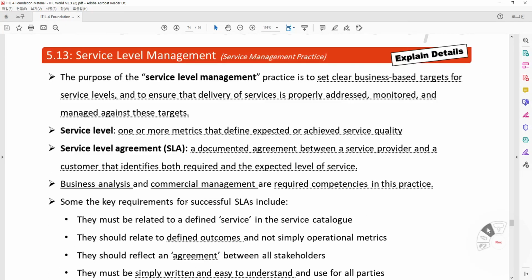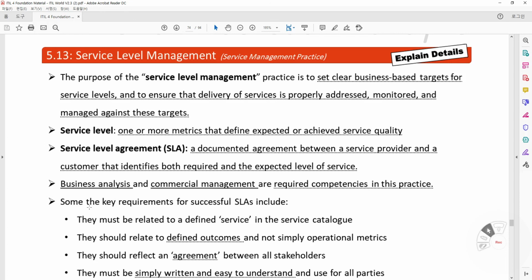Service level management. The purpose of the service level management practice is to set clear business-based targets for service levels and ensure that delivery of service is properly addressed, monitored, and managed against these targets. Service level: one or more metrics that define effective or achieved service quality. Service level agreement: the documented agreement between service provider and the customer that identifies both required and expected level of service. Business analysis and commercial management are required competencies in this practice.